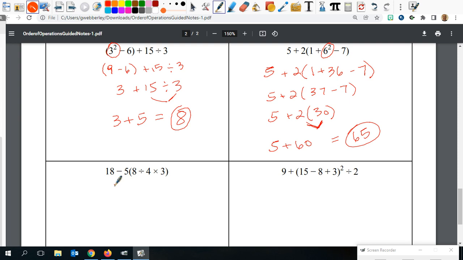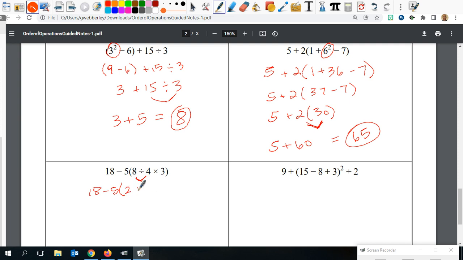Okay, next one here, same thing with inside parentheses first. What are we going to do inside here first? We're going to divide or are we going to multiply first? Divide, because left to right, what comes first will be done first. So 18 minus 5. And so we got 8 divided by 4 is what number? It's just 2. 4 goes into 8 2 times, so 2.